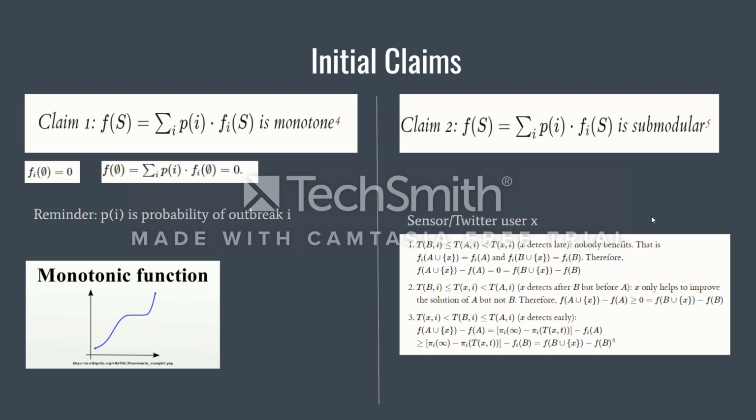Below are three cases when sensor X detects outbreak i. The sensor would be an influential Twitter user in the other example. So they are that the sensor detects late, the sensor detects after B but before A, or that the sensor detects early.